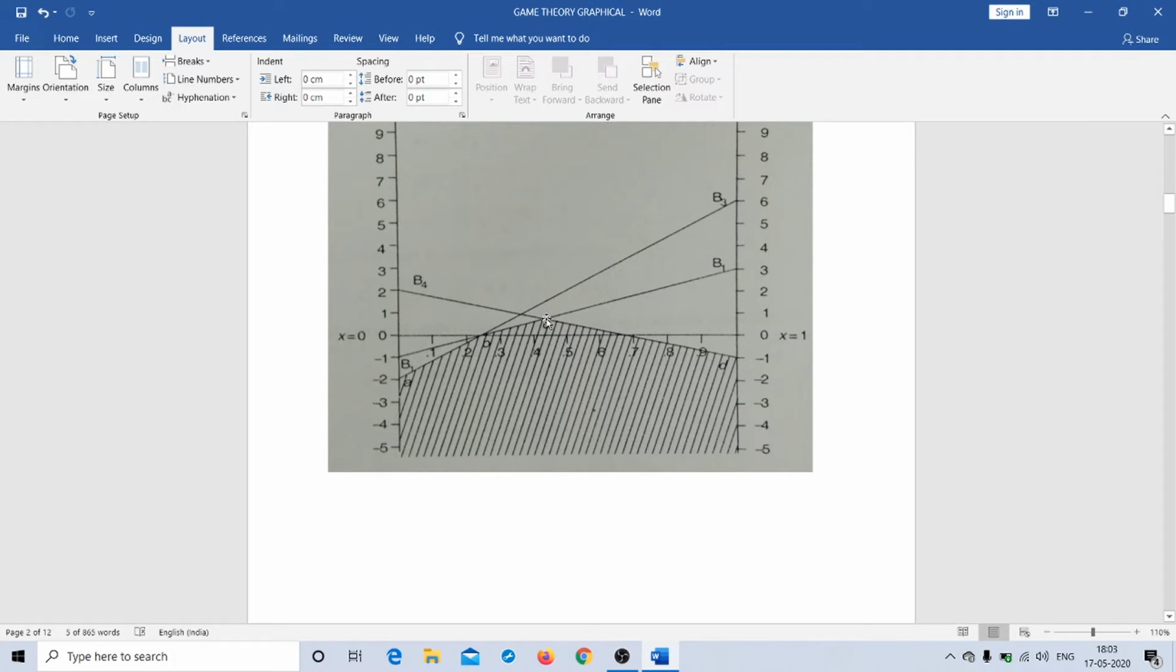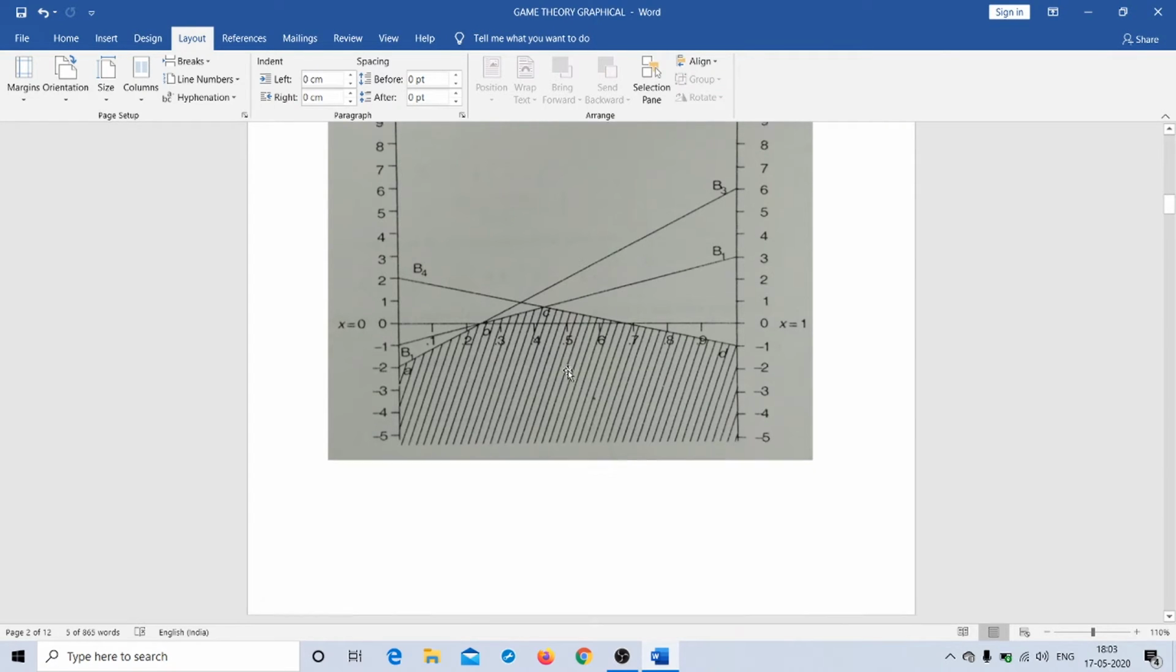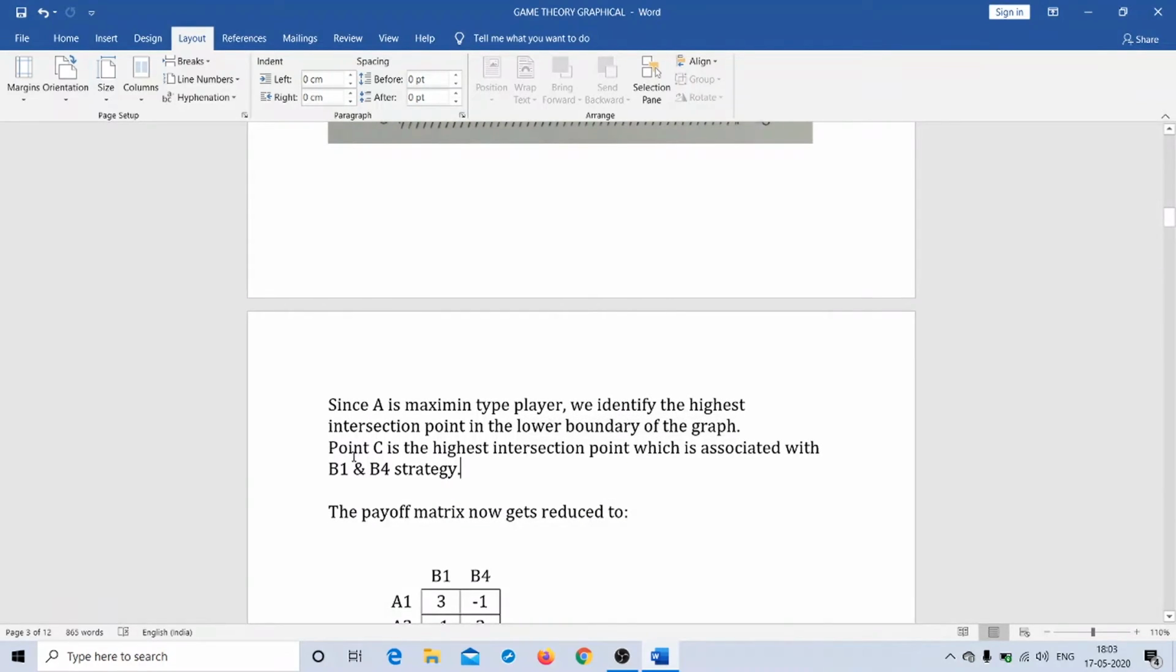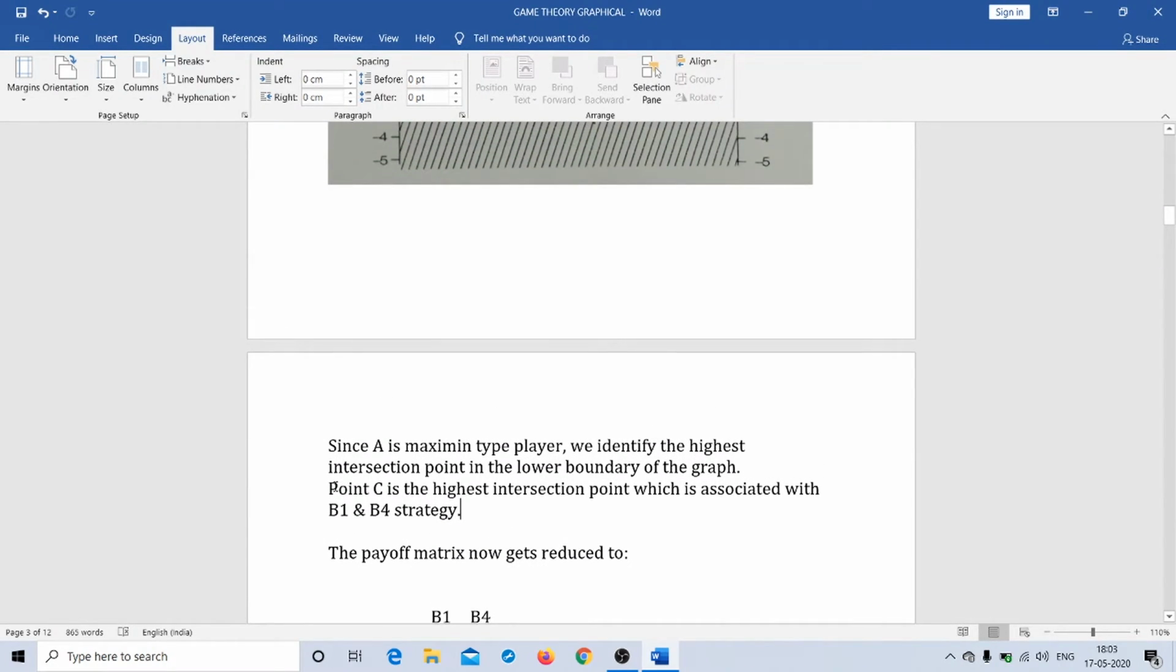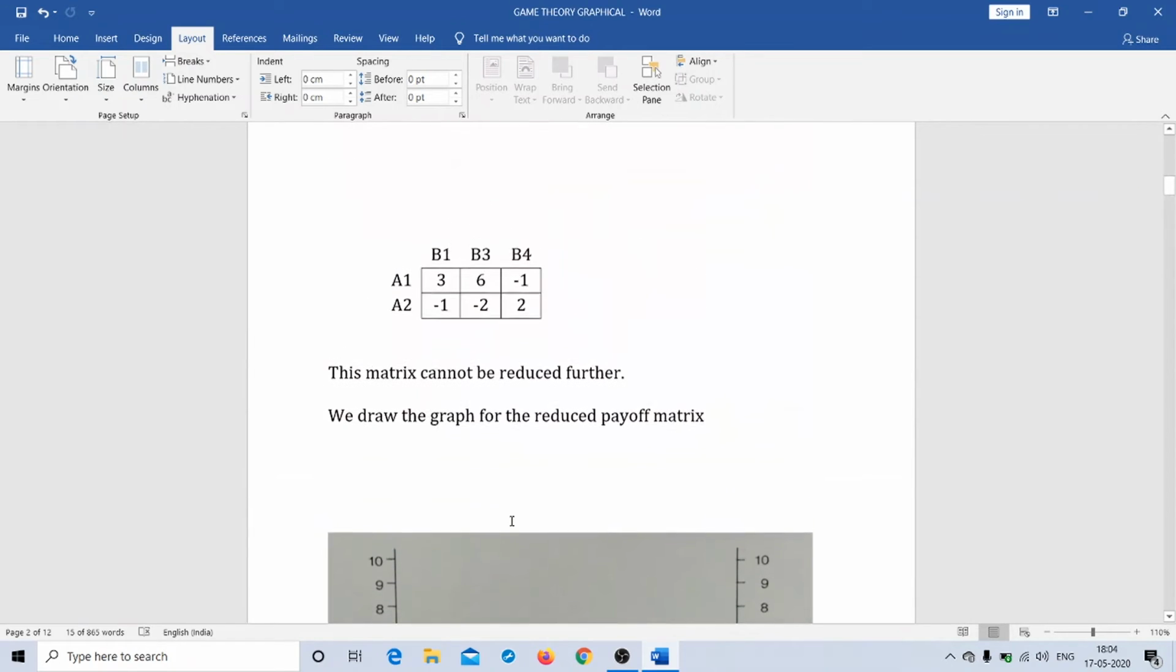When you closely observe, this intersection point belongs to two lines, that is, it belongs to two strategies, B1 and B4, right? So that's the statement I made. Point C is the highest intersection point, which is associated with the B1 and B4 strategies, right? So what you do after identifying the strategy is what your matrix is actually telling you, right?